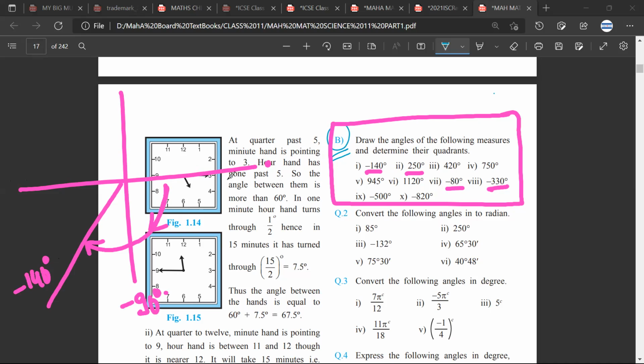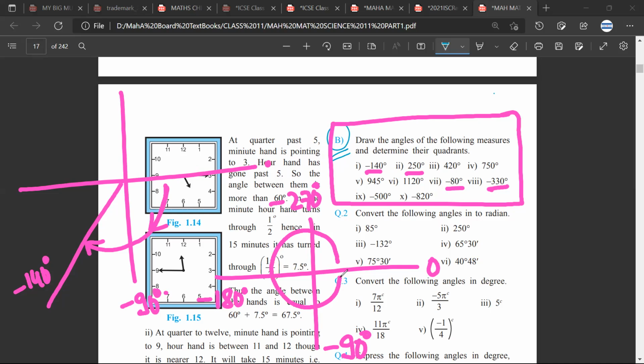Because if I go in the clockwise direction, this would be 0, this would be minus 90, this would be minus 180, and this is minus 270 when I'm going in the clockwise direction. So the first part is done.